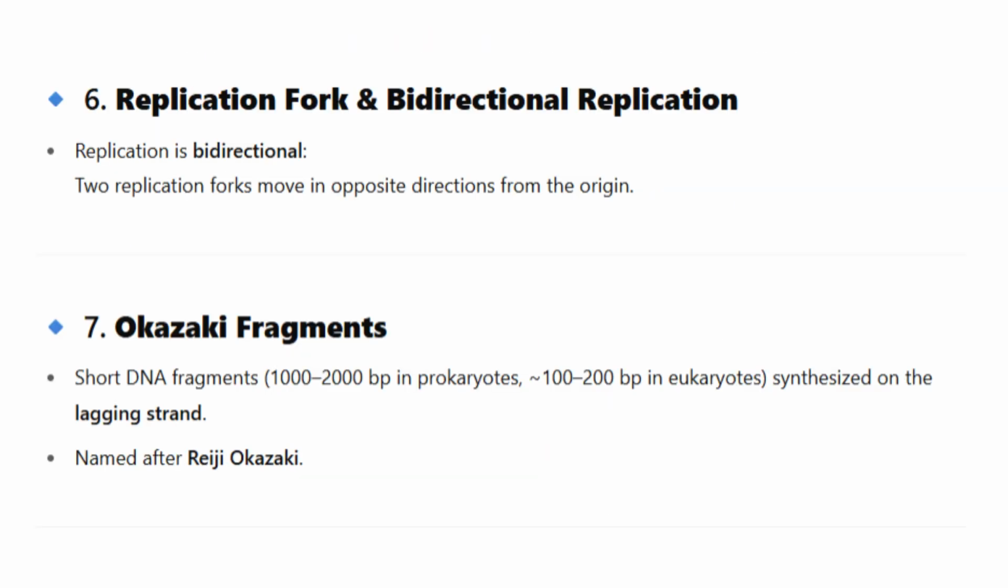6. Replication fork and bidirectional replication. Replication is bidirectional. Two replication forks move in opposite directions from the origin. 7. Okazaki fragments. Short DNA fragments, 1000 to 2000 bp in prokaryotes, 100 to 200 bp in eukaryotes, synthesized on the lagging strand. Named after Reiji Okazaki.